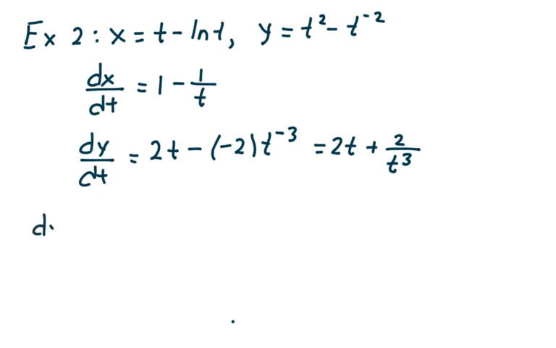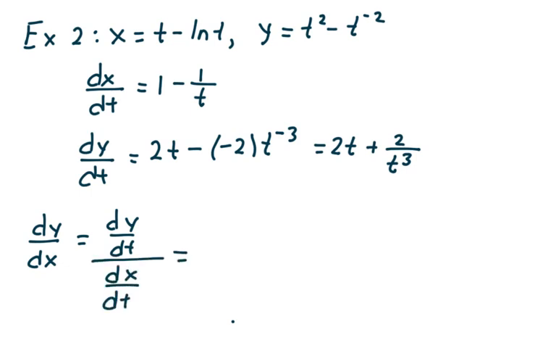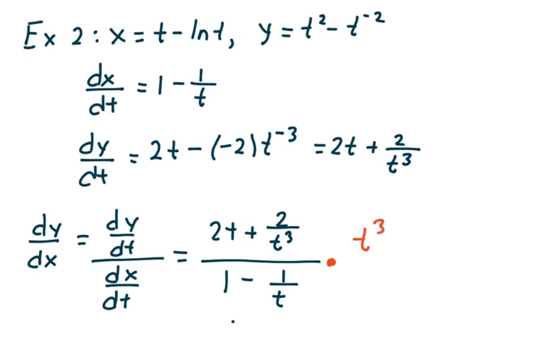And so dy/dx is dy/dt divided by dx/dt. So that's 2t plus 2 over t to the third divided by 1 minus 1 over t. Now, what I want to do is clear those fractions. The way to do that is I'm going to multiply the numerator and denominator by t to the third. It's just a fancy way to multiply by 1.